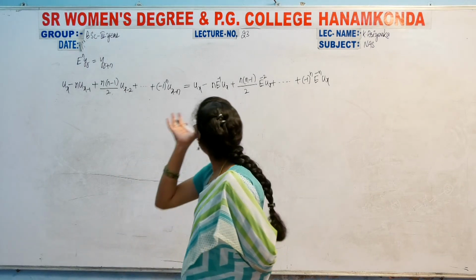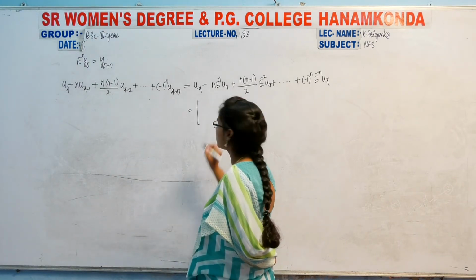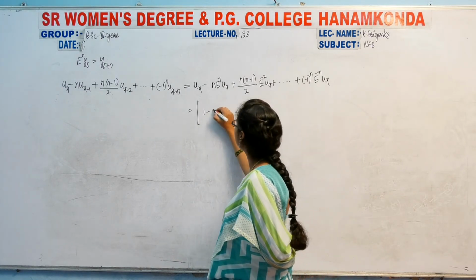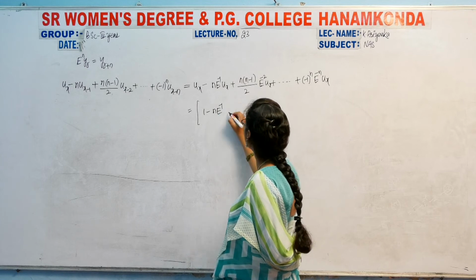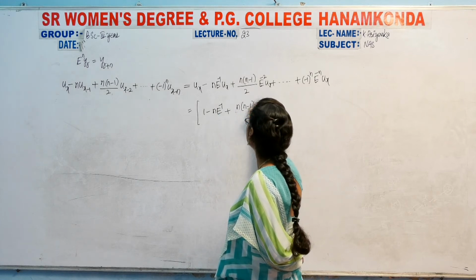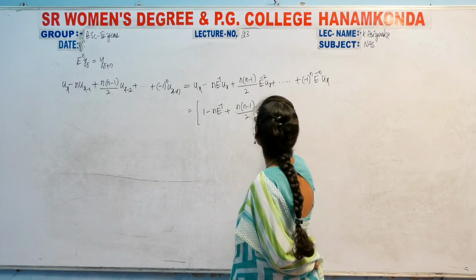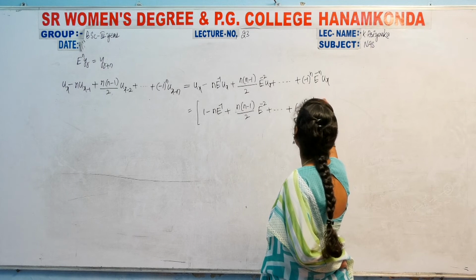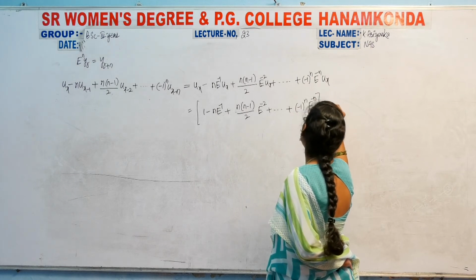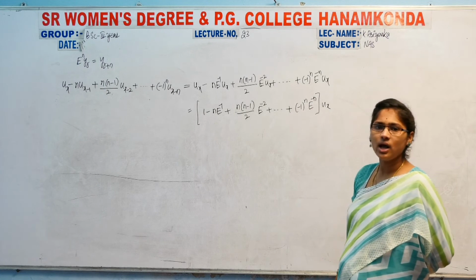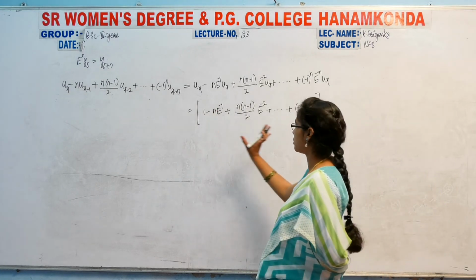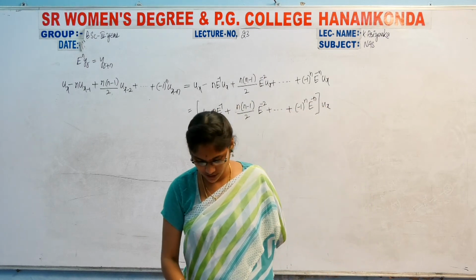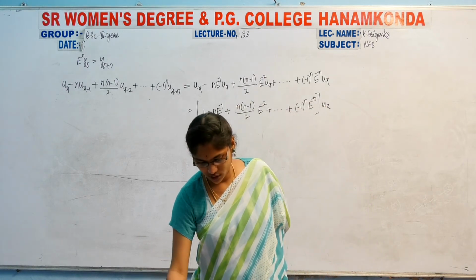Now, which is equal to, I am taking ux common because in every term I have a ux. Now (1 minus n e inverse plus n(n minus 1)/2 e power minus 2 plus so on, minus 1) whole to the power of n, e power minus n, of ux. Okay, so now here we have the RHS equal to this one. Totally we have the RHS in terms of ux as well as in terms of e.